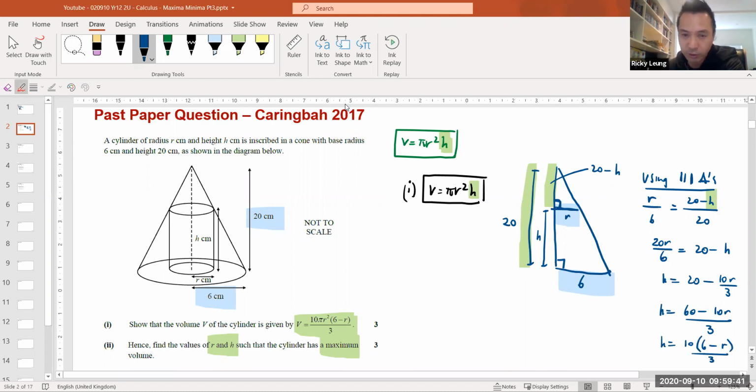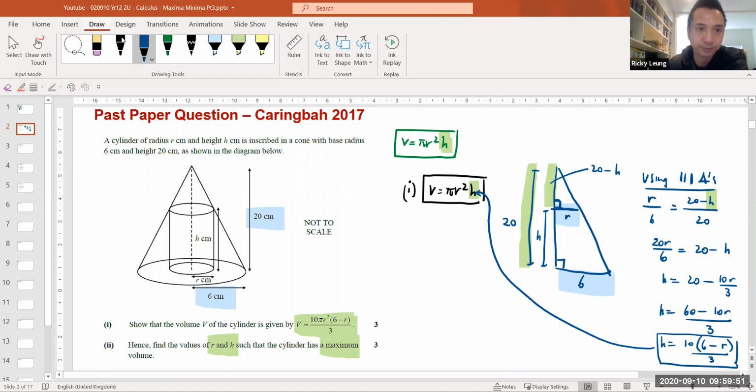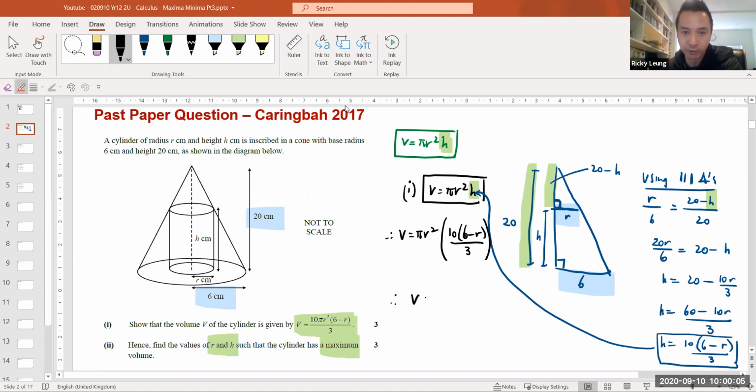So you can see now it looks very similar. The 10's there, the 6 minus r, and the 3's there. This would be a cleaner expression. Just sub into this value of r here. So I'd say therefore volume equals to pi r squared. Show the substitution. Your teacher loves that. All on 3, and then you can conclude therefore volume is 10 pi r squared (6 minus r) all over 3. Beauty. There you go.